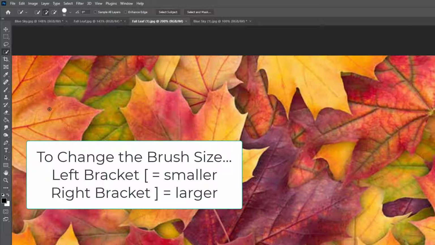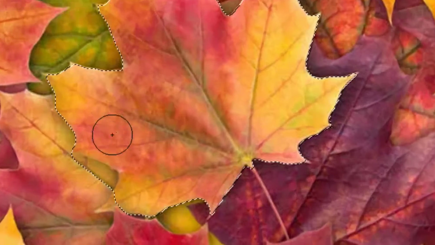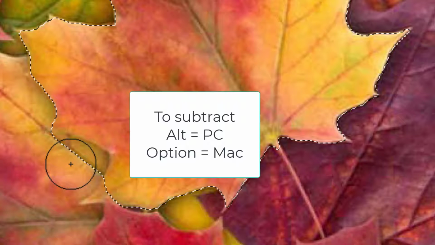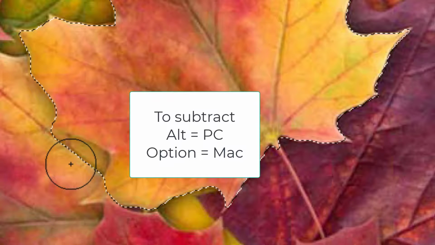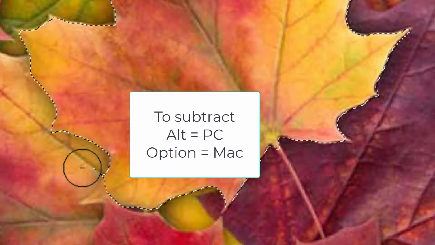So I'm going to use a large-ish brush and start clicking the leaf that I want. And Photoshop does a pretty darn good job selecting the leaf. But you can see that it went a little bit too far in this area. I'm going to use the left bracket to make the brush tip a little bit smaller, then hold down Alt on a PC or Option on a Mac, which turns that to a minus sign. And with the minus, I can subtract the part of the selection that I don't want.